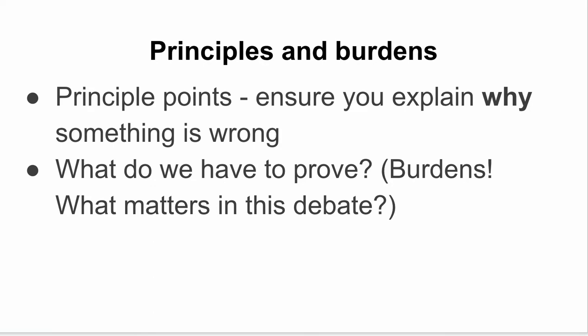And then another really interesting way to think about it is burdens. What do you have to prove? So in proposition, we have to prove that people with criminal records holding public office is detrimental to society. In opposition, we've got to say the opposite. We have the burden to prove that people who've got a criminal record holding public office is actually a good thing. We have to prove that and why this matters in this debate. So that's a really helpful one to think of when you're coming up with arguments.